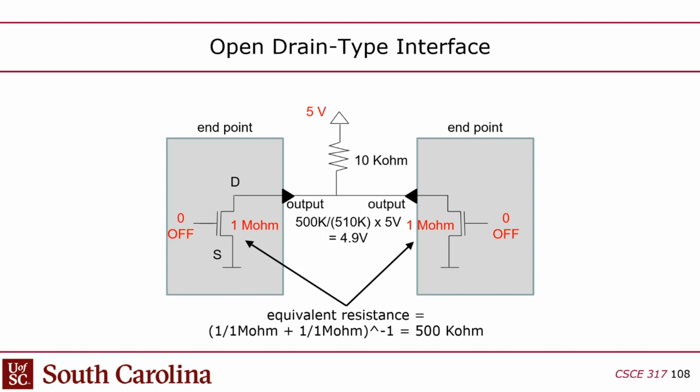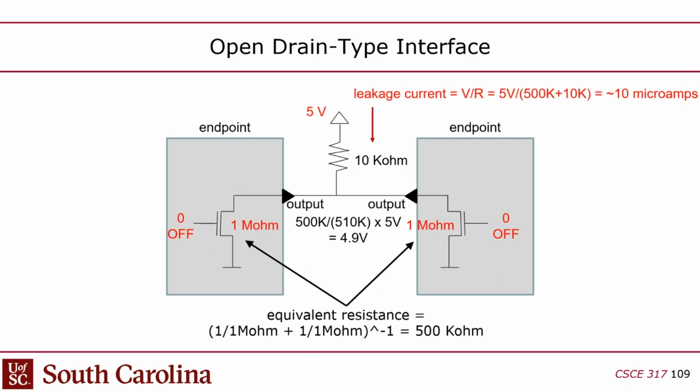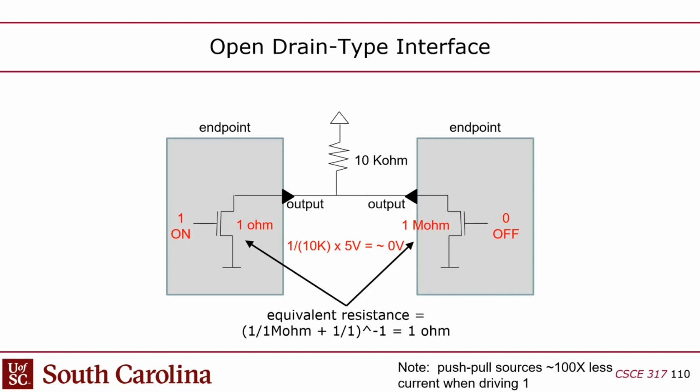But if they both try to pull down, that's okay too, because the amount of current you're going to sink is limited by this 10 kilo ohm resistor. So it's not a big deal if you do put the bus in conflict. As I mentioned, if these guys are both off, meaning they're outputting a 1, the leakage current is about 10 microamps. It's on the order of microamps.